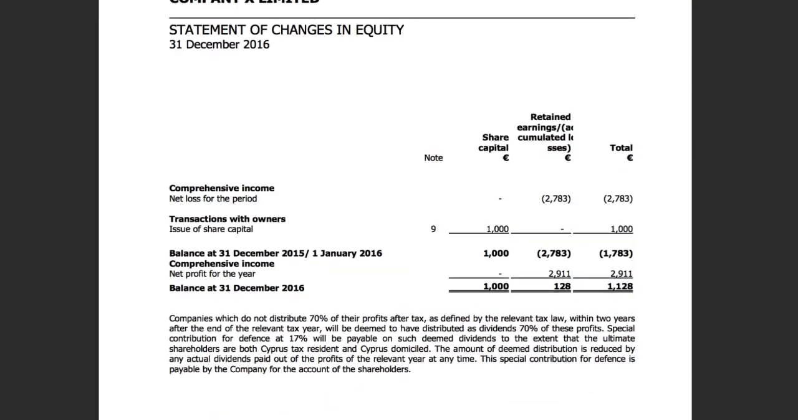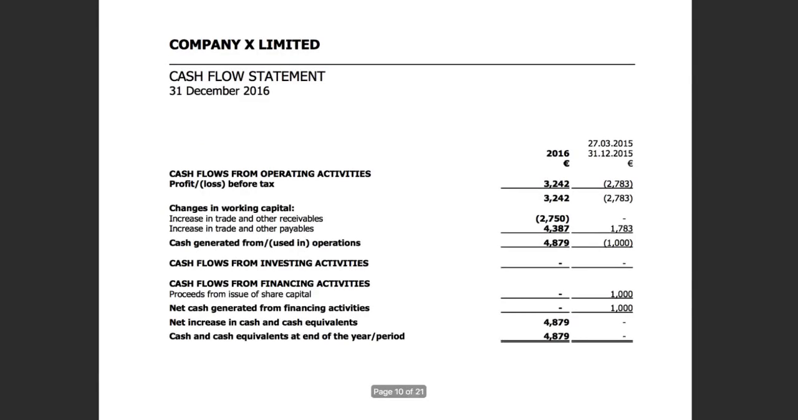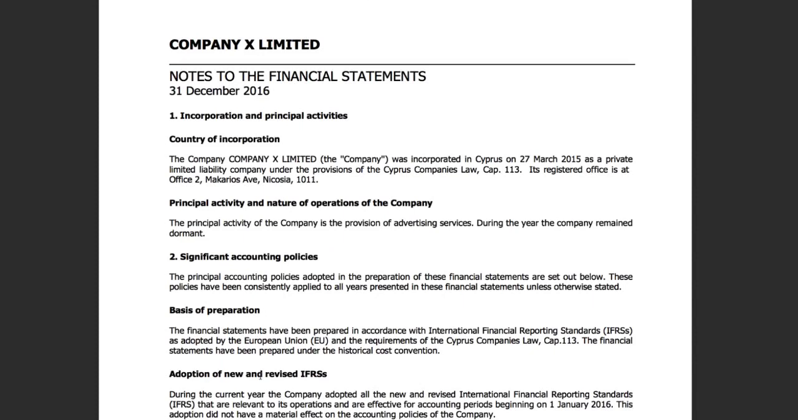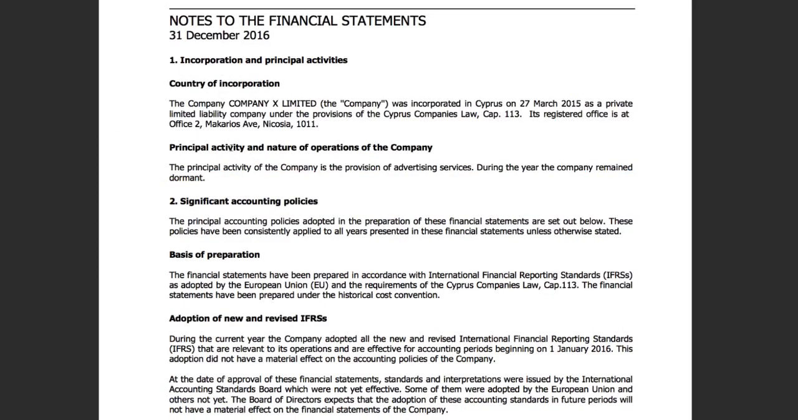Moving forward, the statement of changes in equity is very complicated and you don't need to pay attention to it at this stage, neither do you have to pay attention to the cash flow statement. What you do need to pay attention to is this incorporation and principal activities, which is the first note, where the company details are entered. Also, always make sure that the company name, the incorporation date, as well as its registered address are stipulated correctly in this note, and the principal activities of the company, where the principal activity of this company is the provision of advertising services. It also states here that during the year the company remained dormant.